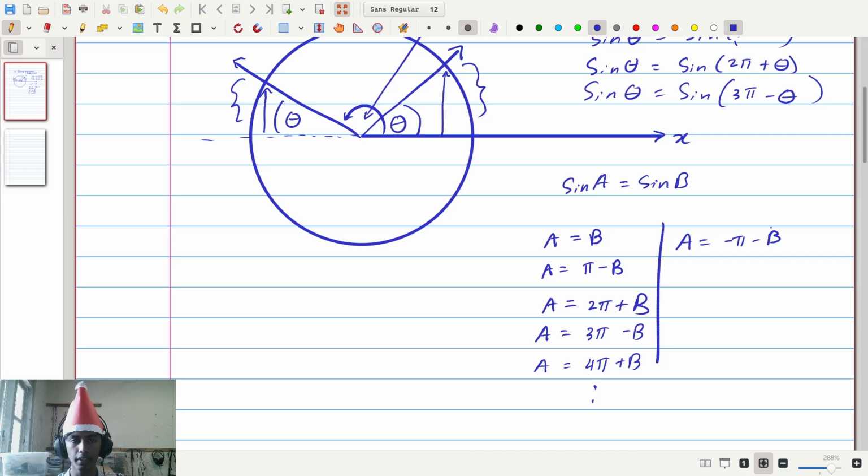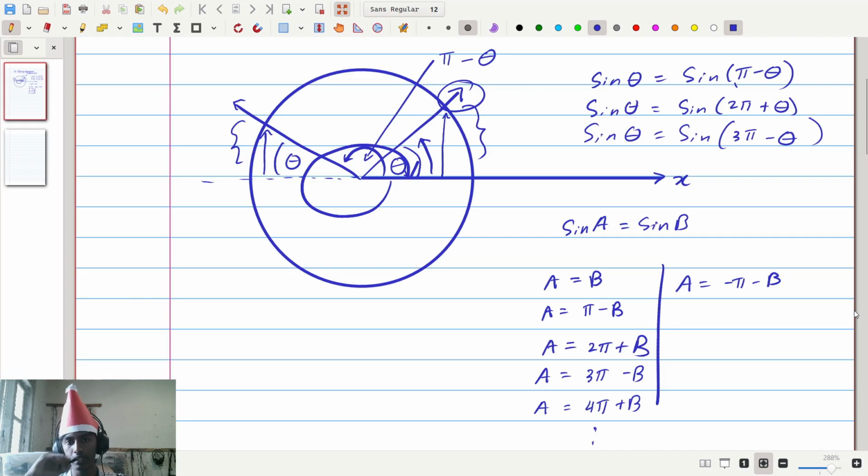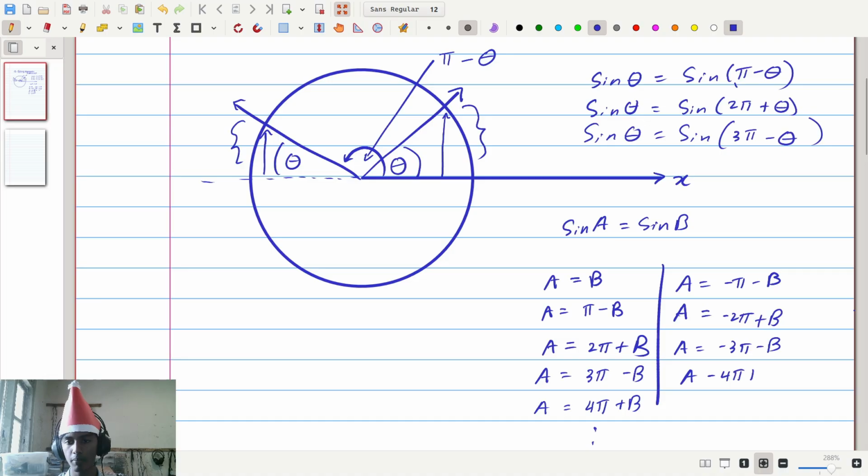And then if we go another 360 like this in the negative direction, that's 2 pi radians done. But then if we go theta in the positive direction, we are facing in this direction, which is correspondent with that same sine value. So therefore if we go negative 2 pi radians and then a positive theta, that will still give us the same answer. So A could also be negative 2 pi plus B. And you can see again this pattern is going to repeat. A could be negative 3 pi minus B. A could be negative 4 pi plus B, and again the pattern is repeating.